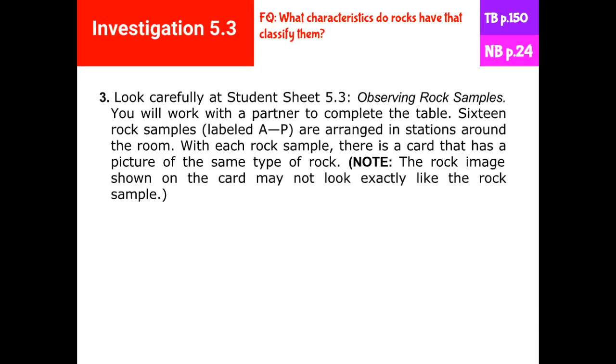Carefully look at student sheet 5.3, observing rock samples. You're going to work with a partner to complete the task. You have 16 rock samples labeled A through P. You're going to arrange those in the station and then look at each one, and they should have a card with the rock of the same type.